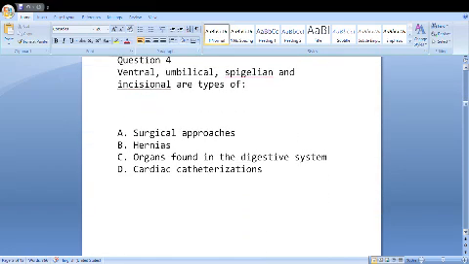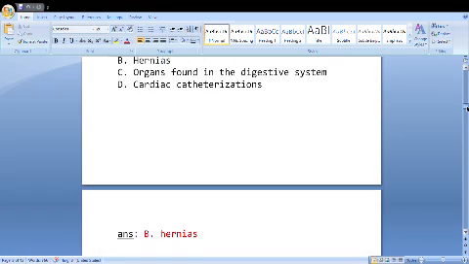Then fourth question, ventral, umbilical, phalangeal and incisional are the type of, option A, surgical approaches, option B, hernia, option C, organ found in the digestive system, option D, cardiac catheterization. Many students get doubt here, but the answer is very simple. Ventral, umbilical, incisional and phalangeal are types of hernia. So the right answer is option B, hernia.